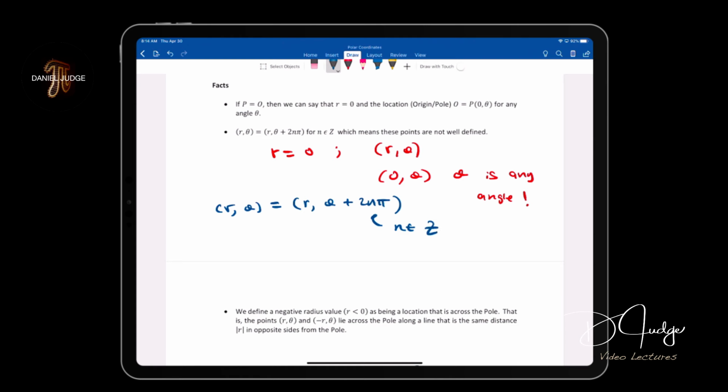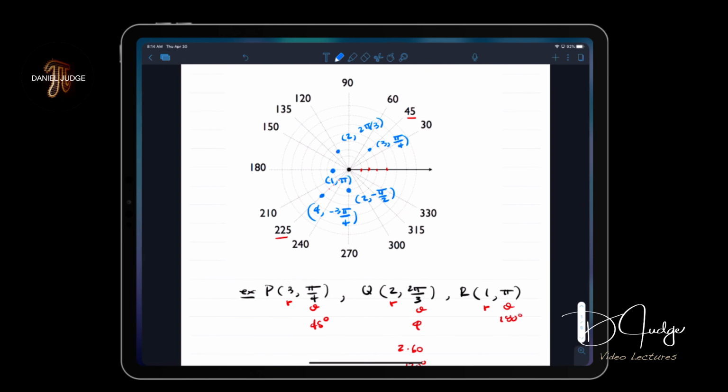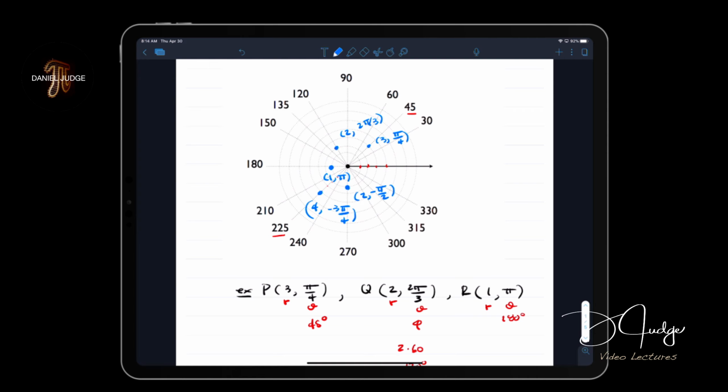What that means is exactly what I just said: these points are not uniquely defined. And we say here, not well defined. I can show you some examples of what that means. Let's go back to the first point that we looked at, 3 pi over 4. Here is the location.